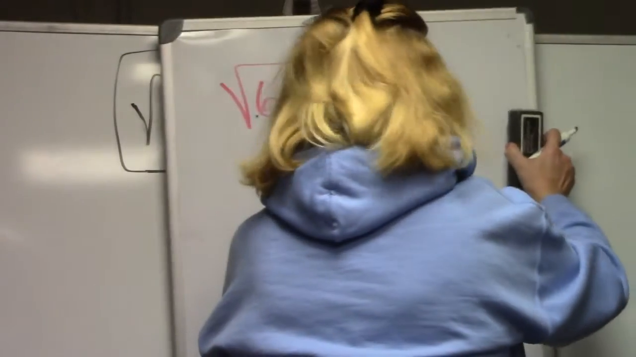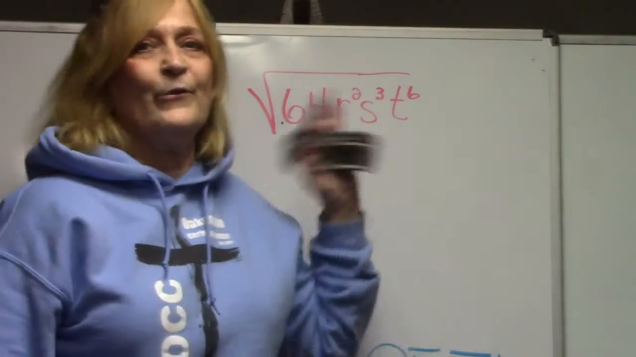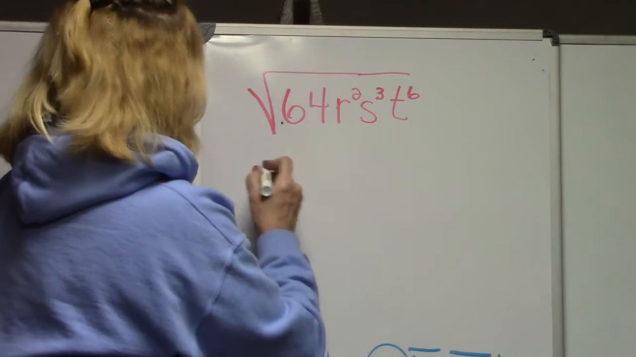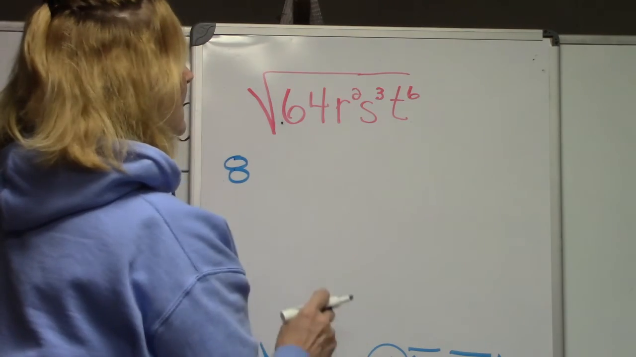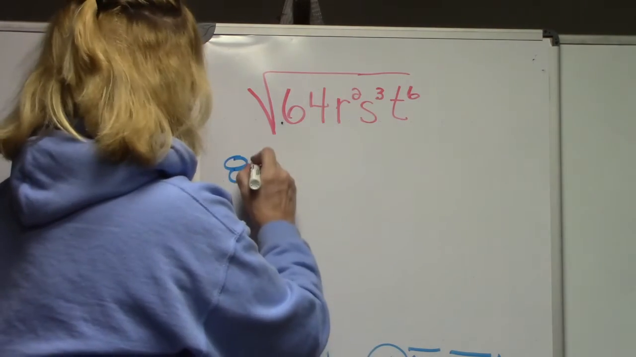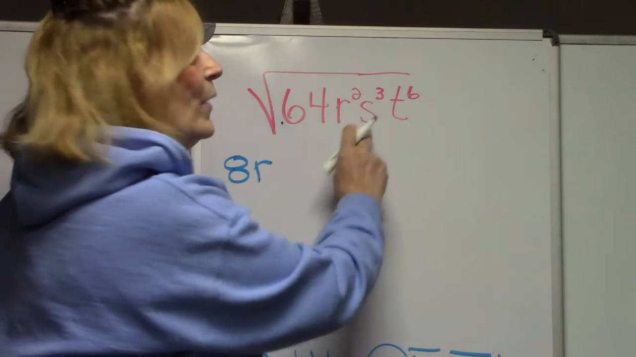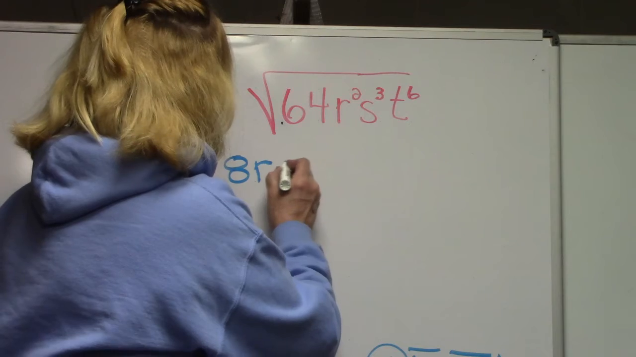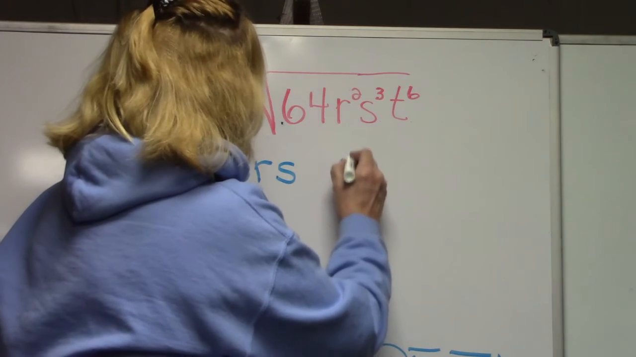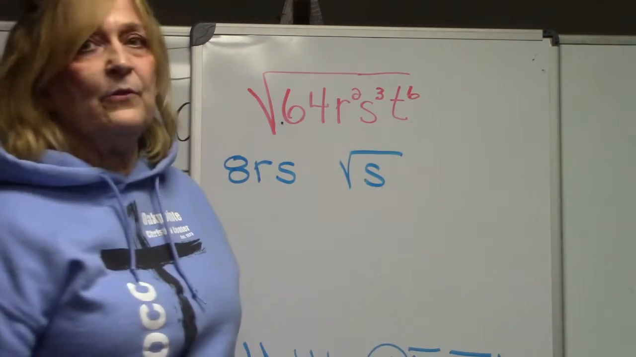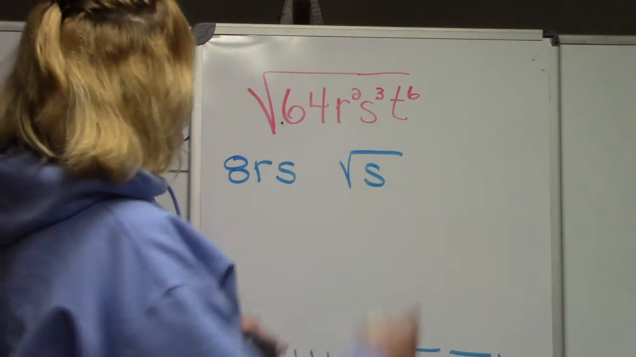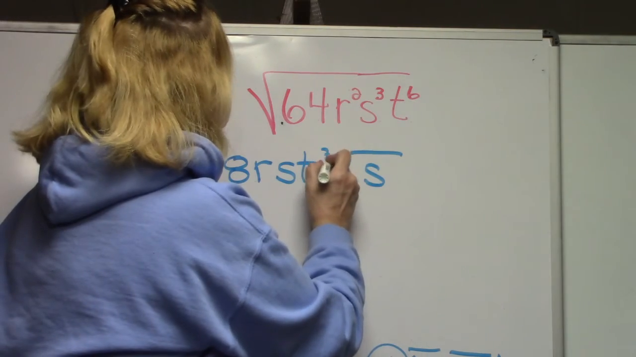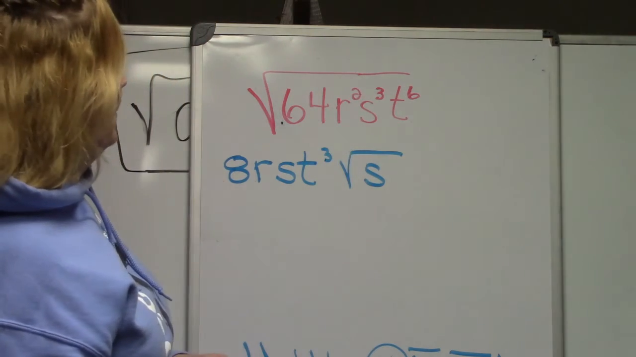They can have multiple variables. It's all good. 64, the square root of 64 is 8. Square root of r squared is r. The square root of s cubed. Well, that is going to let me pull out 1, but it is going to still leave 1 inside the radical. Okay? And then t to the 6 divided by 2 is t to the 3rd. And that's what you would have.